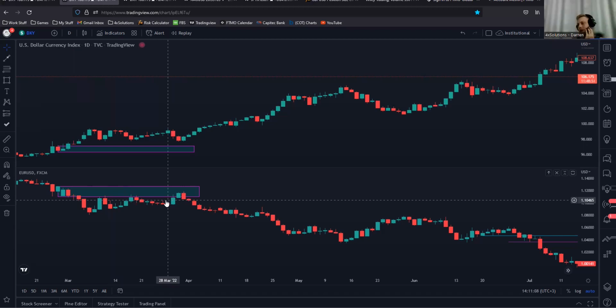So you can go off anything, any array. For example, there should be a corresponding breaker on both ends. Like if there's a mitigation on EU, there should be a mitigation in reverse on the DXY.